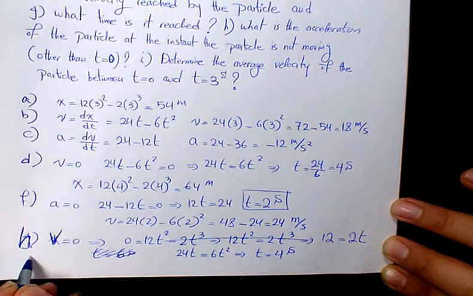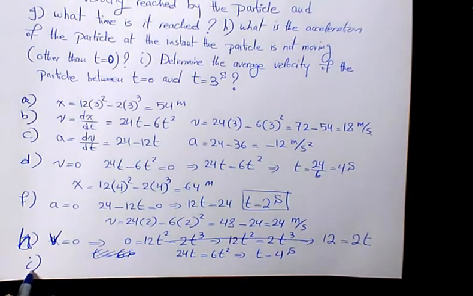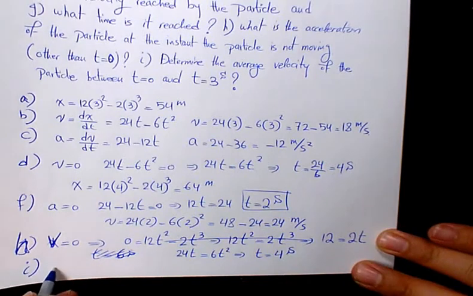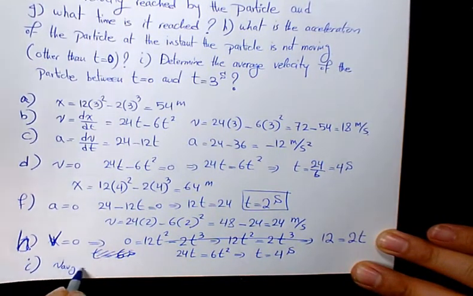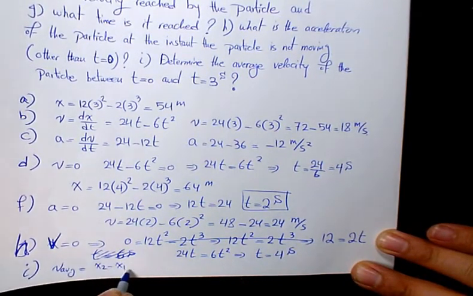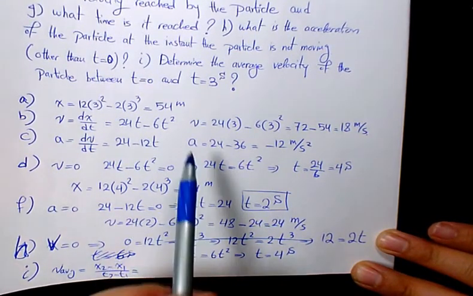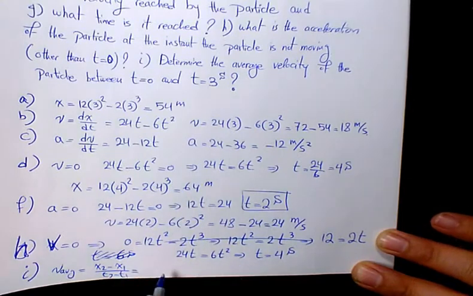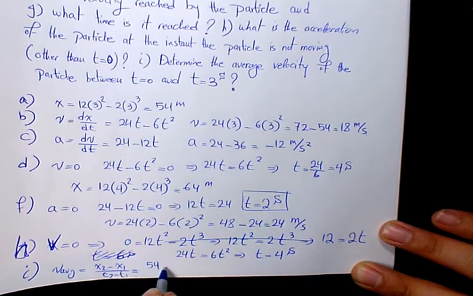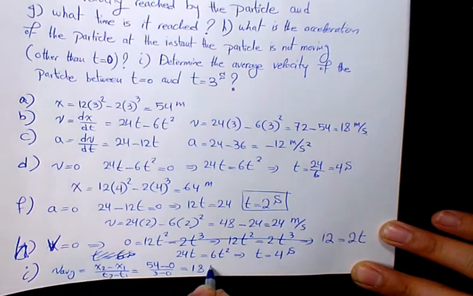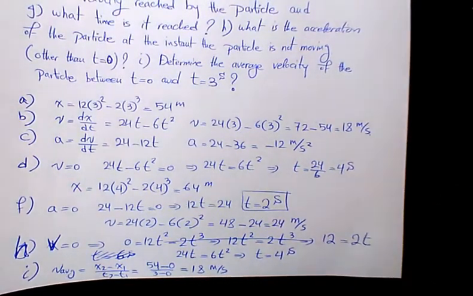And finally, part I is asking what's the average velocity? So average velocity is going to be change in x divided by change in time. So at time equals 3, x was 54. At time equals 0, it was 0, divided by 3 minus 0. So 54 divided by 3 is going to be 18 meters per second. So that's the final answer to this question.